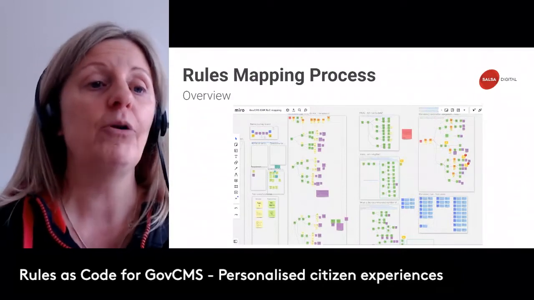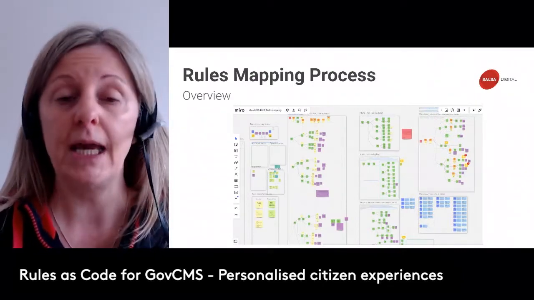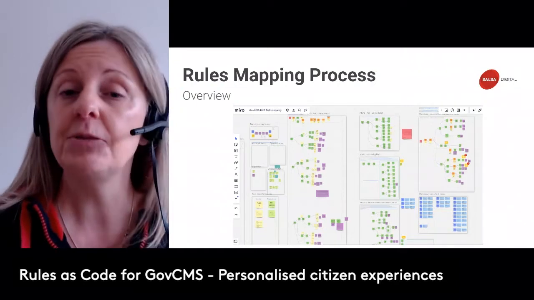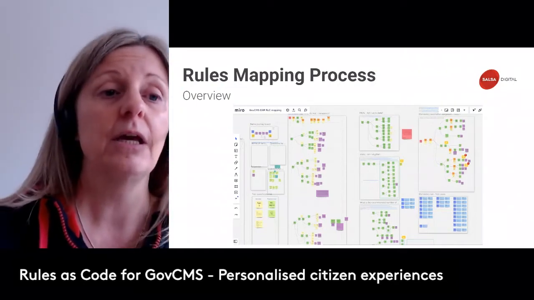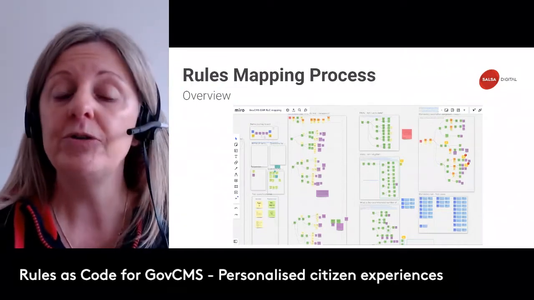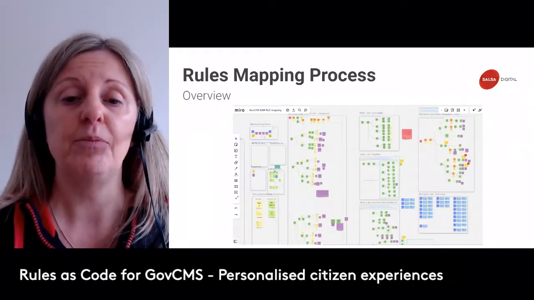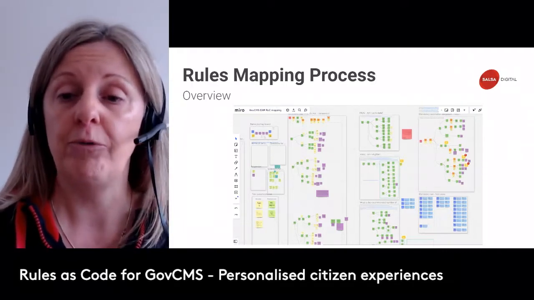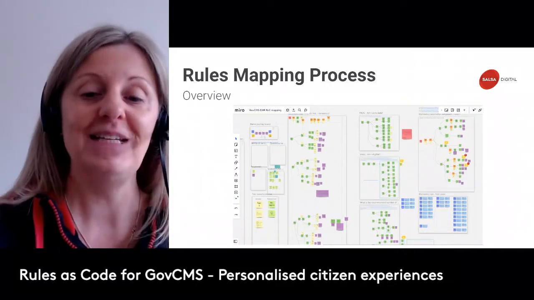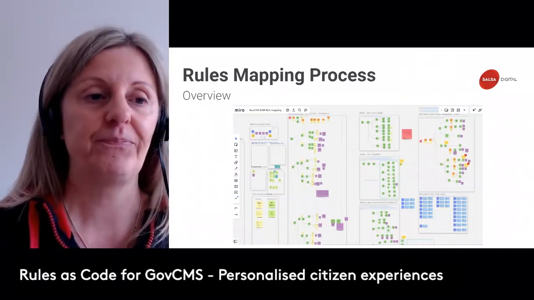So the mapping process focuses on analysing the rules and capturing the legislative requirements, eligibility logic, and if there is anything, calculation logic. We use Miro for this process, and this is an example of our Miro board for the COVID proof of concept. You can see it's quite busy, quite a lot happening there.